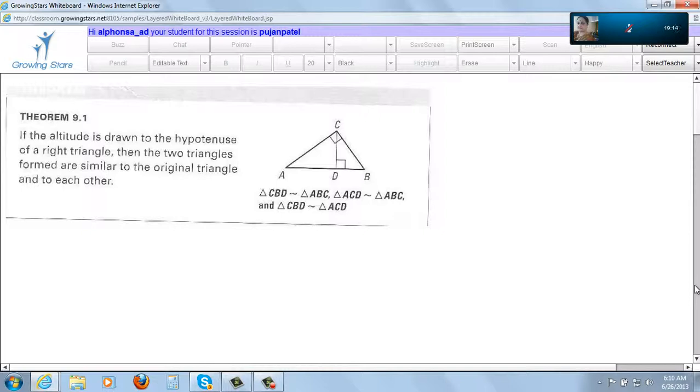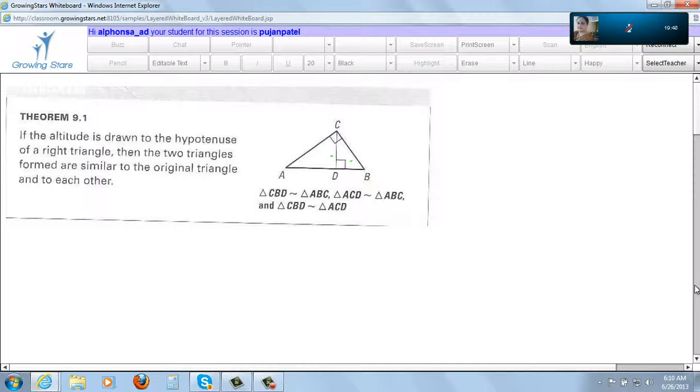Okay, this theorem, can you see what's on the board? If you notice, how many right triangles can you see here in this figure? Two obvious ones, but actually there are 3, isn't it? The triangle CAD is also a right triangle. BDC is a right triangle, and of course ACB is also a right triangle.